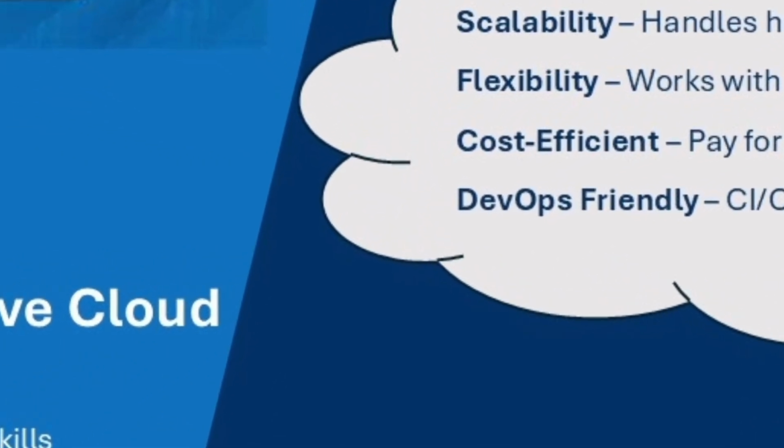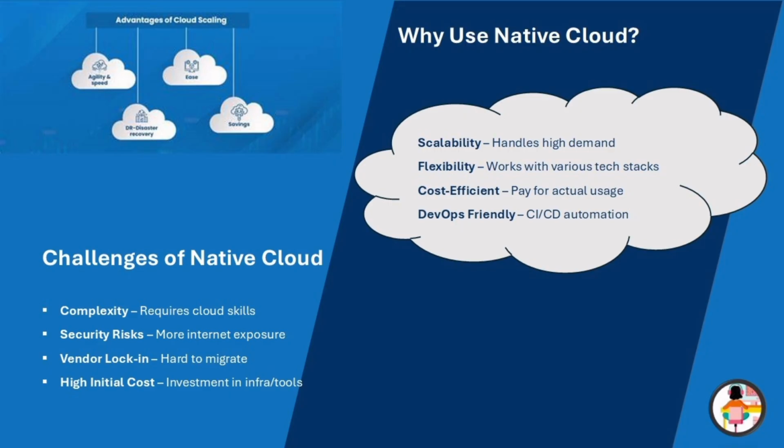Now, let's talk about why businesses adopt native cloud applications in .NET. Firstly, they provide scalability, perfect for applications expecting a high user base. And second, they offer flexibility, allowing teams to mix technologies like .NET, Python, or Node.js. They're cost efficient since cloud native apps only consume resources when needed. And lastly, they enable better DevOps and CI/CD automation, making deployment a breeze.